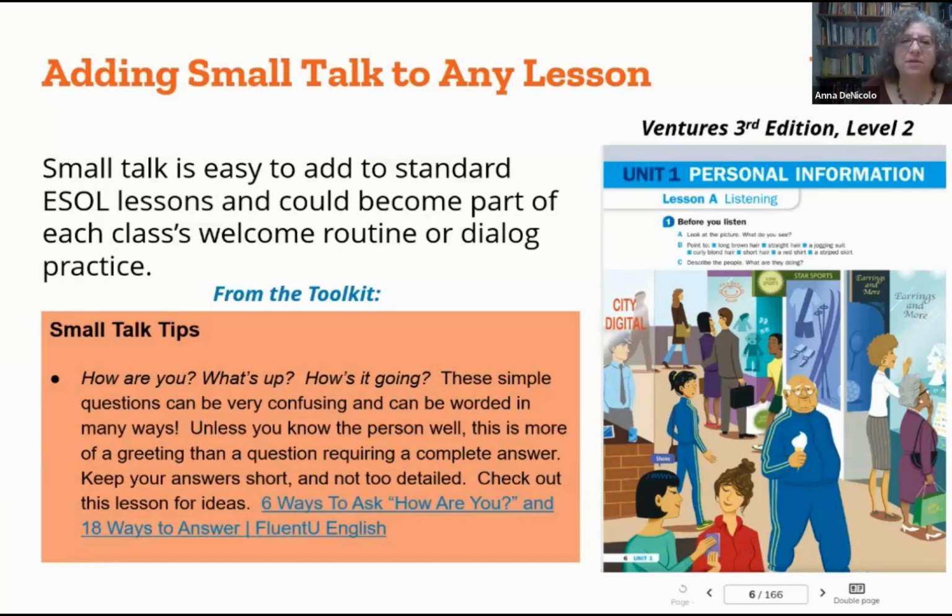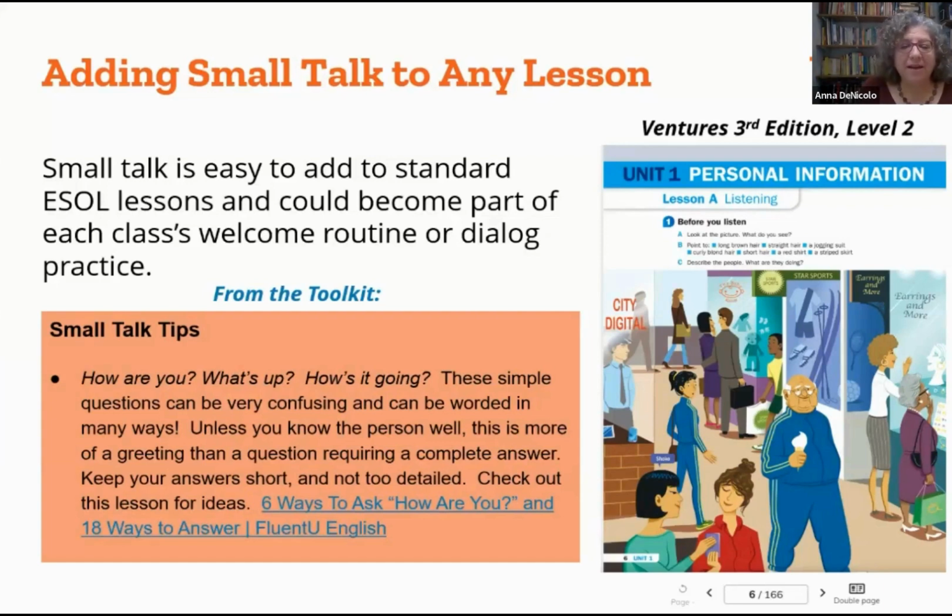lesson about small talk. One thing that you can see here from the toolkit are some tips about how to use "how are you," "what's up," and "how's it going." These are all, of course, different ways to say just about the same thing. But for someone new to English, it might be confusing. And of course, the responses are slightly different.